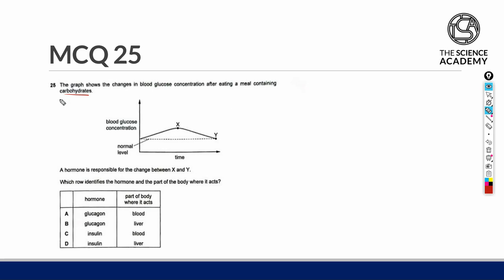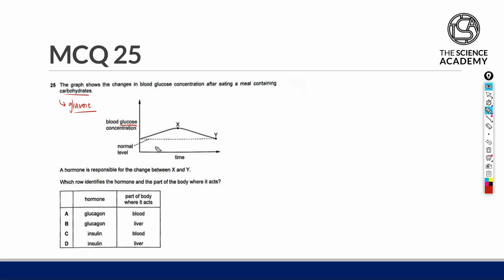So we know that carbohydrates are composed of glucose monomers, and carbohydrates that we can consume include starch. During digestion, these carbohydrates will be broken down into the glucose monomers and be absorbed into our bloodstream. That's why we find the glucose molecules in our blood.